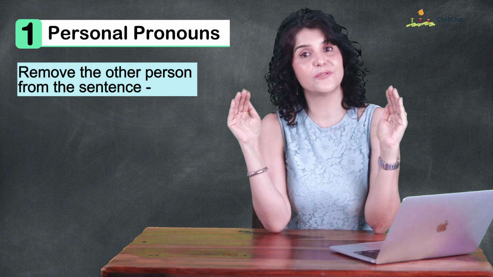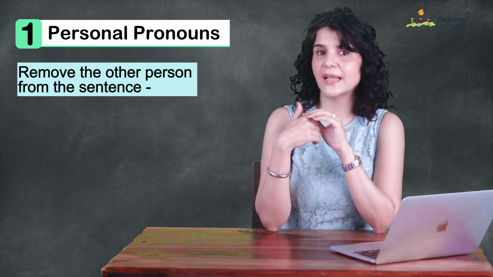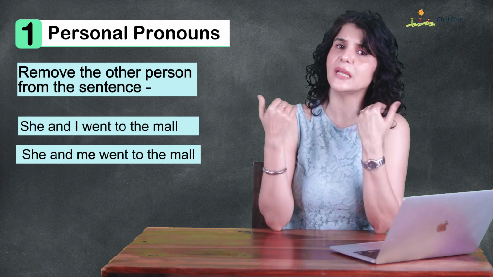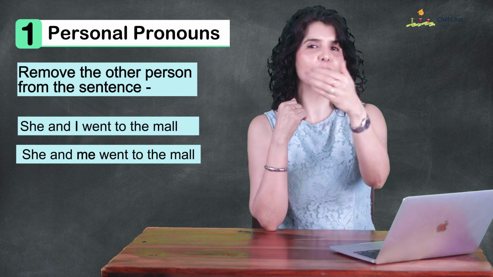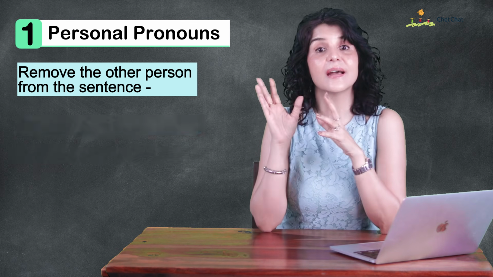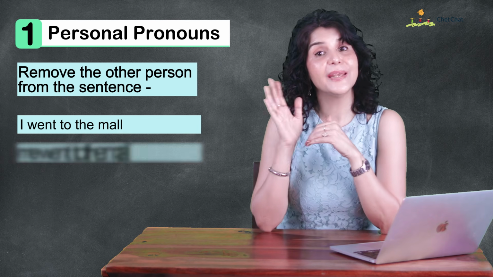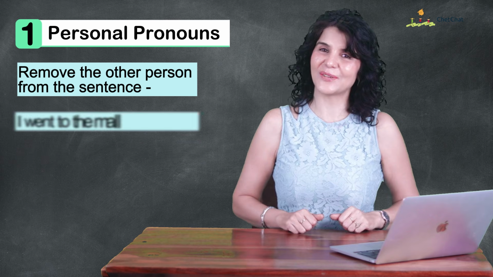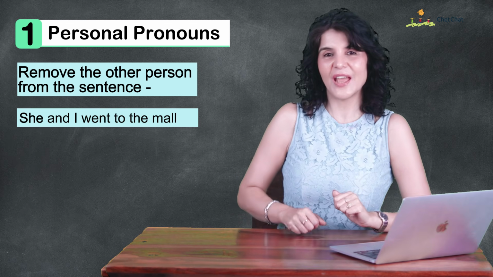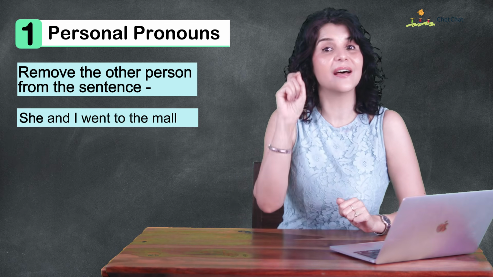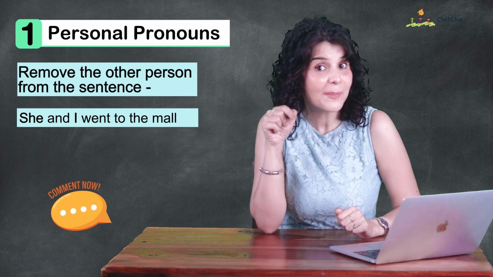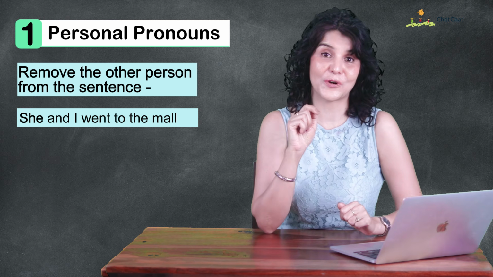Remove the other person from the sentence. What does that mean? Let's see it. She and I went to the mall, or she and me went to the mall. Now let's remove the other person. So let's remove she. Now, is it I went to the mall or me went to the mall? I went to the mall, right? So it should be she and I went to the mall. Try this simple hack for the other two sentences and tell me the right answer. Check it up and tell me which answer you've got.